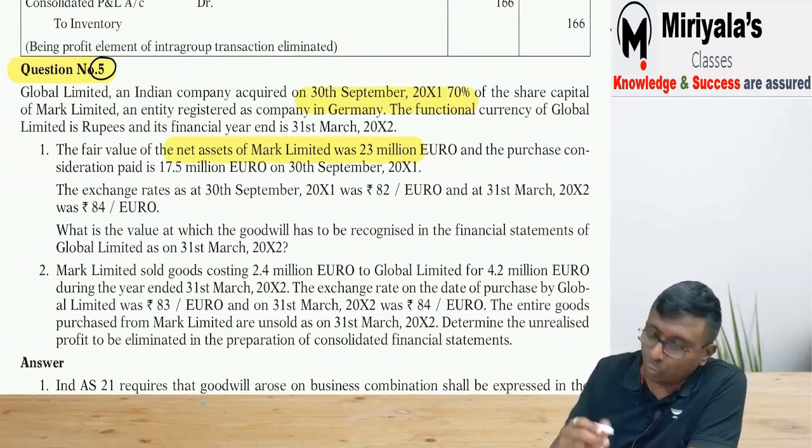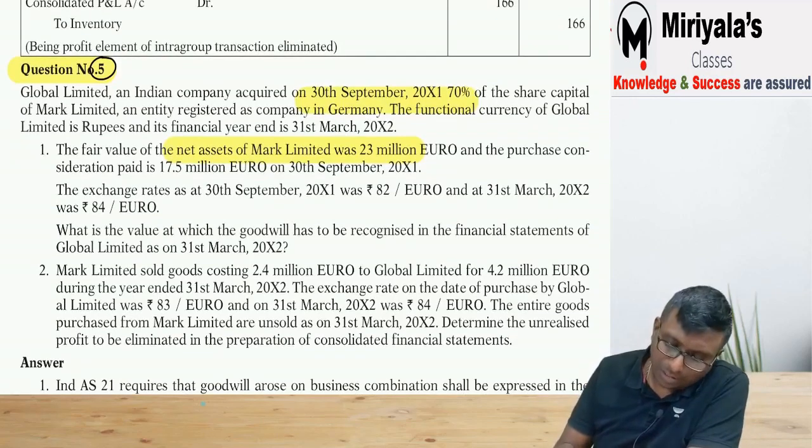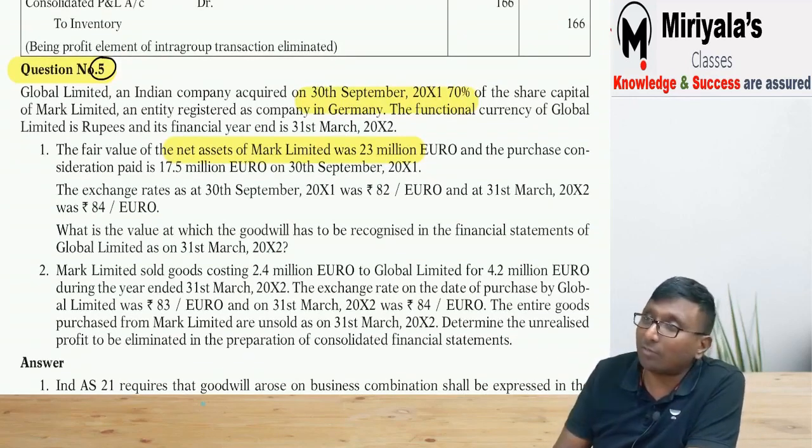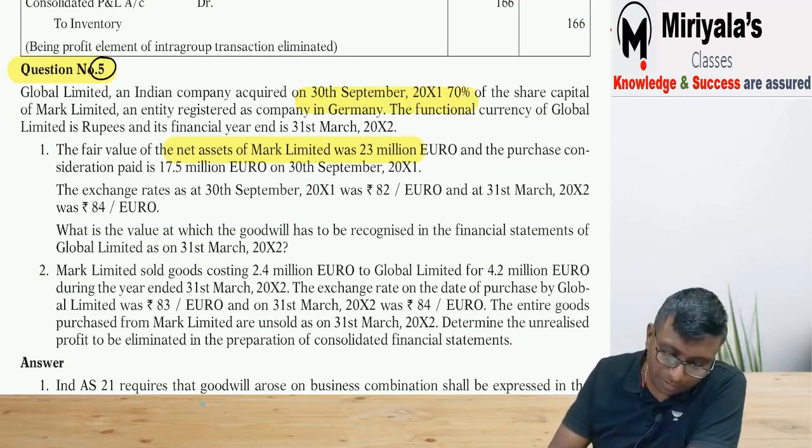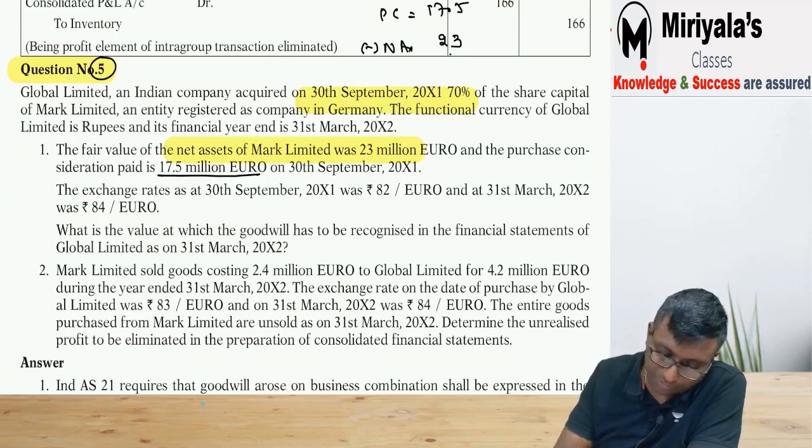These are all in euros, so calculate it in euros only. All that will be converted on one date, the other date will be converted, because we need it for the consolidated financial statements. The fair value of net assets is equal to 23 million euros. And the purchase consideration is also 17.5 million euros. PC is equal to 17.5 million minus net assets. Net assets is equal to how much? 23.